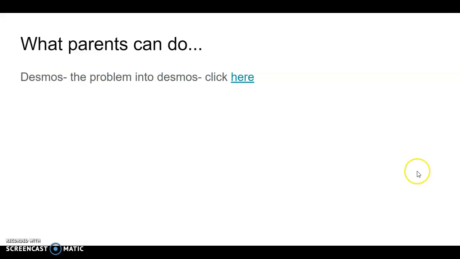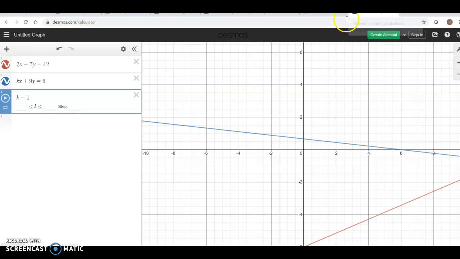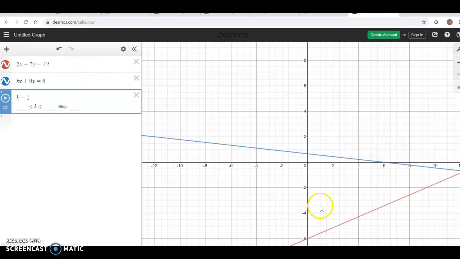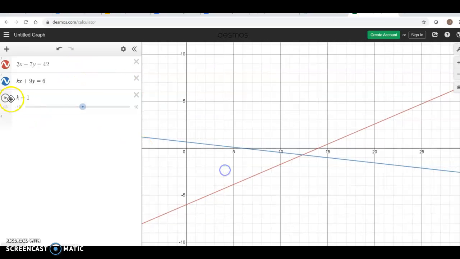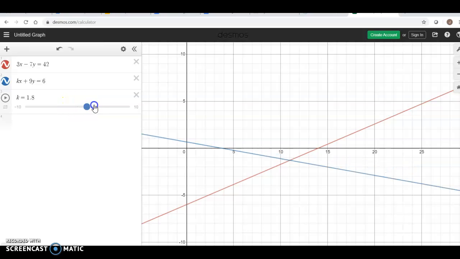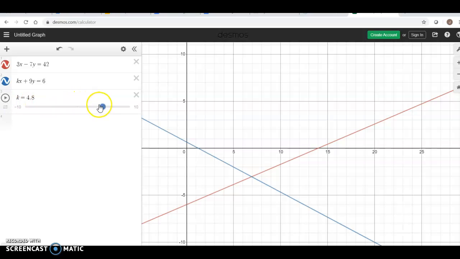Another cool site is Desmos. So you can click here. I went ahead and entered it. So here we have our two lines over here, and I set a slider over here for k.